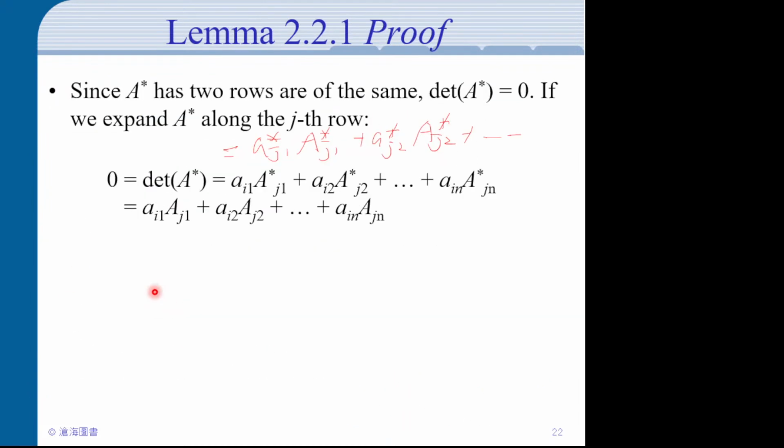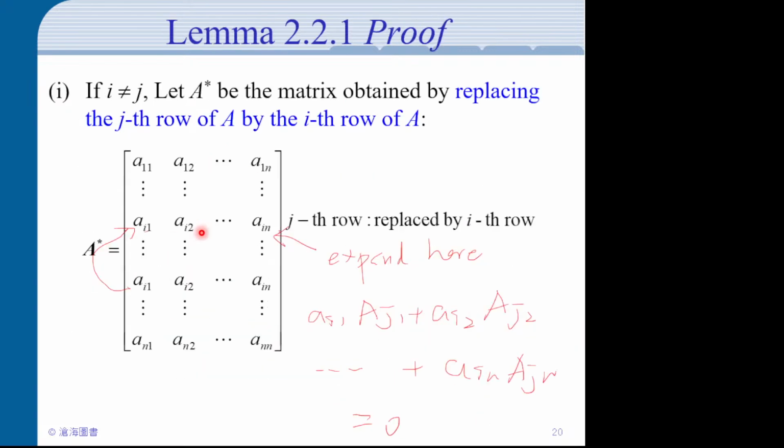A star of j1, as we know, we are copying from big A's ith row, so it should be small a i1, and similarly A star of j2 should be a i2. So j becomes i all the way: A star of jk should be A of ik. Also the cofactor of A star of j1 should be just the cofactor of A of j1, because A star and A only differ in the jth row. But when you are calculating the jth row cofactors, you are always deleting the jth row, so the changing of the jth row doesn't matter.